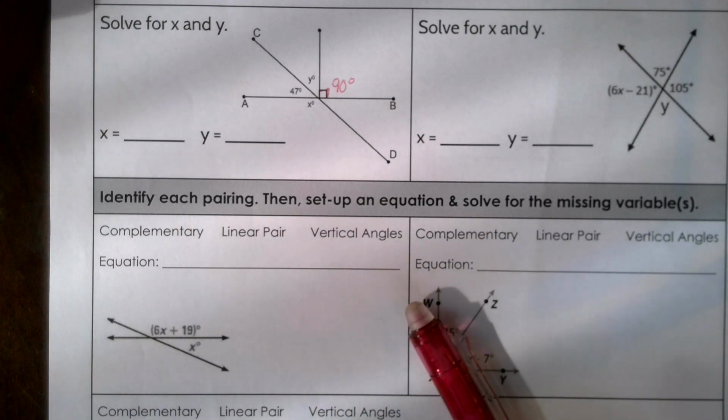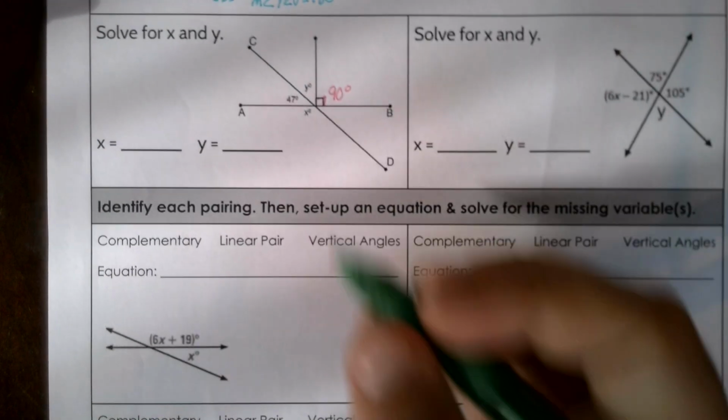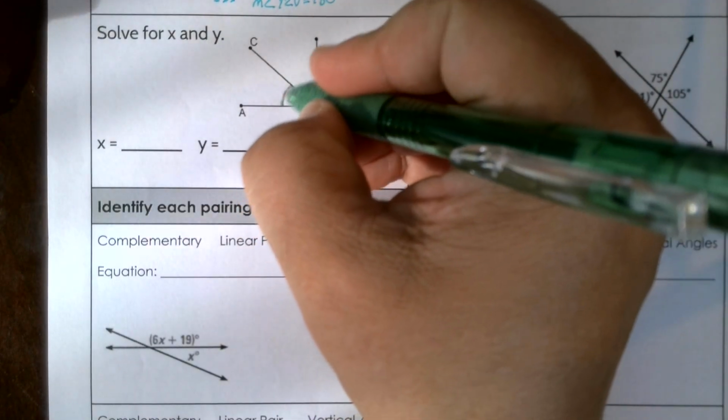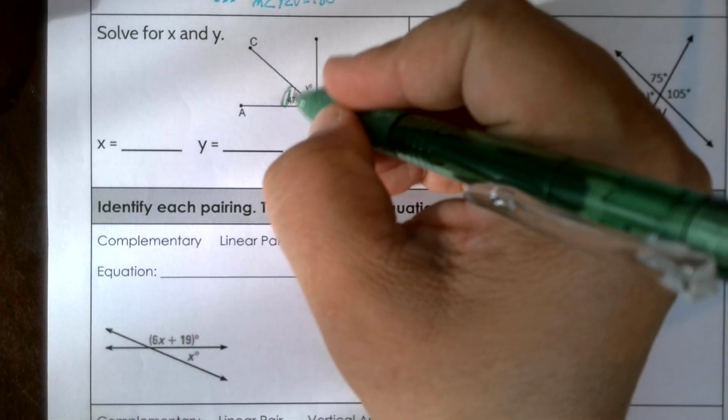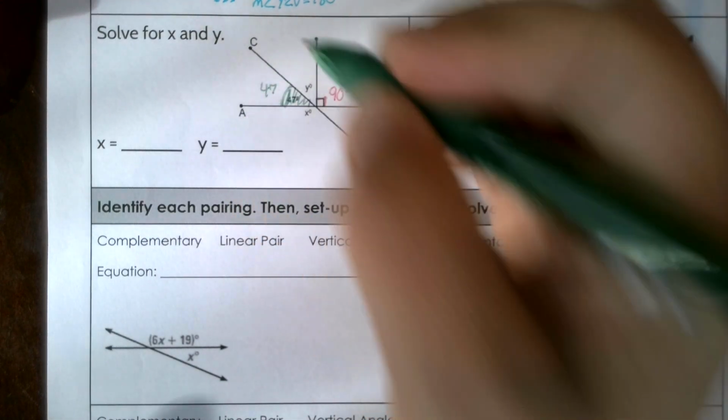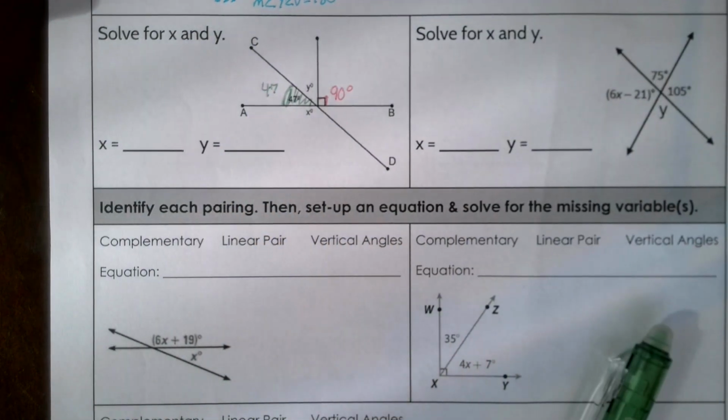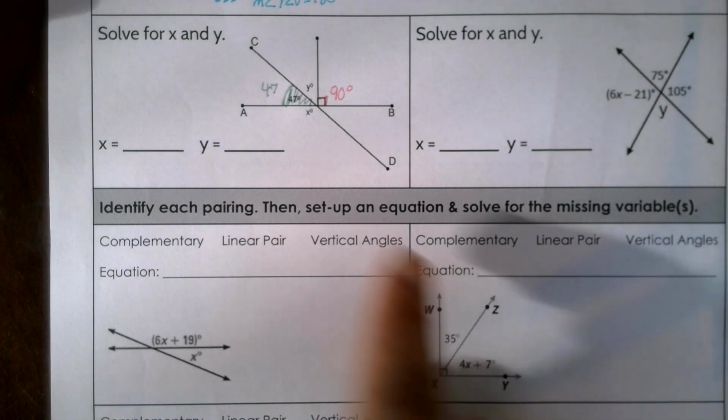I also know that this angle is 47 degrees. Okay, so we know that this one's 47. So, if I wanted to, right now, I can figure out either X or Y. There's a couple ways to do it. Let's start with X.